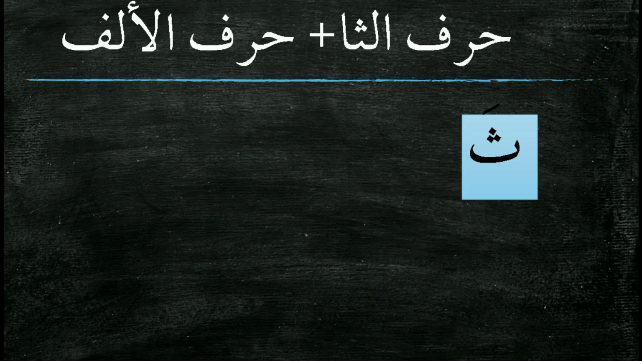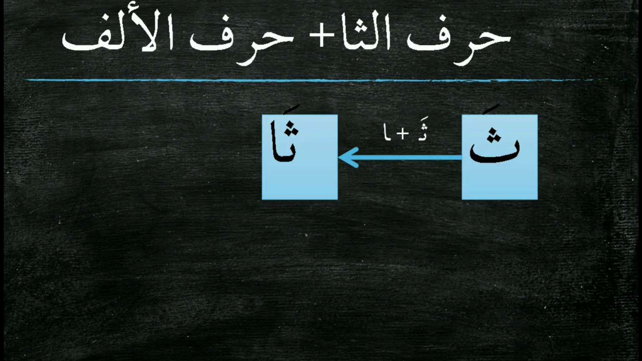Okay, now we add to the tha an alif, and it has similar characteristics of writing as the ba and the ta, forming with an alif a tha, and we do not elevate the back of the tongue when we pronounce the letter tha.